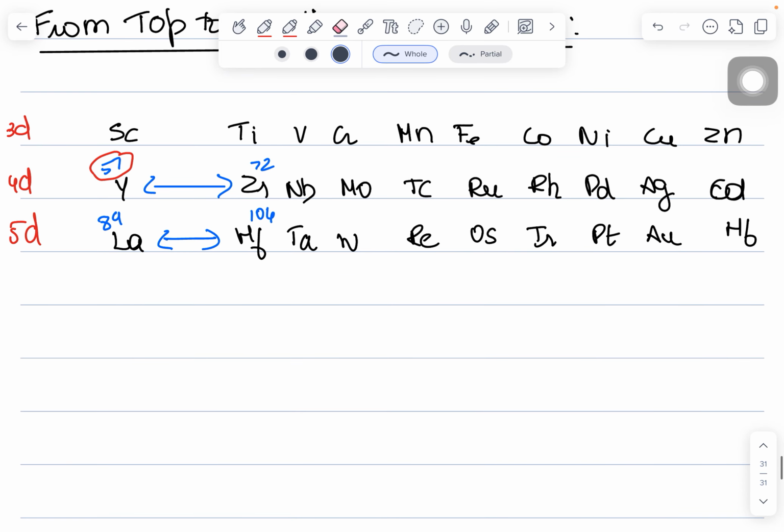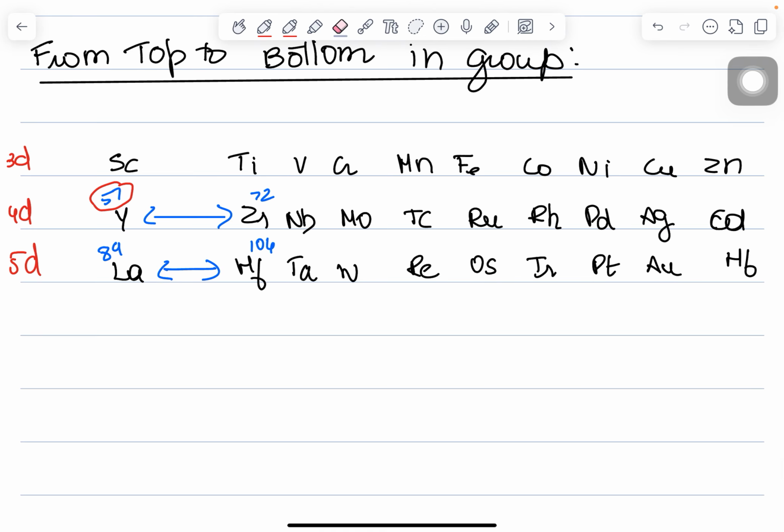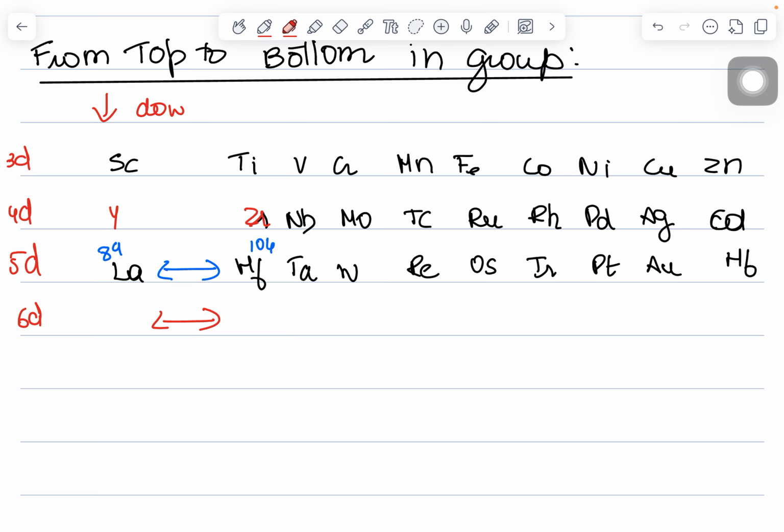Okay, now what happens here? Here I have written it wrong. It is not supposed to be atomic radius. Now we have yttrium here and we have zirconium here. This is the 5D series. In the 6D series also we have the F block elements here. Now from lanthanum we know what happens down the group. Atomic radius increases down the group. Why does atomic radius increase? Because n increases. So now down the group atomic radius increases.